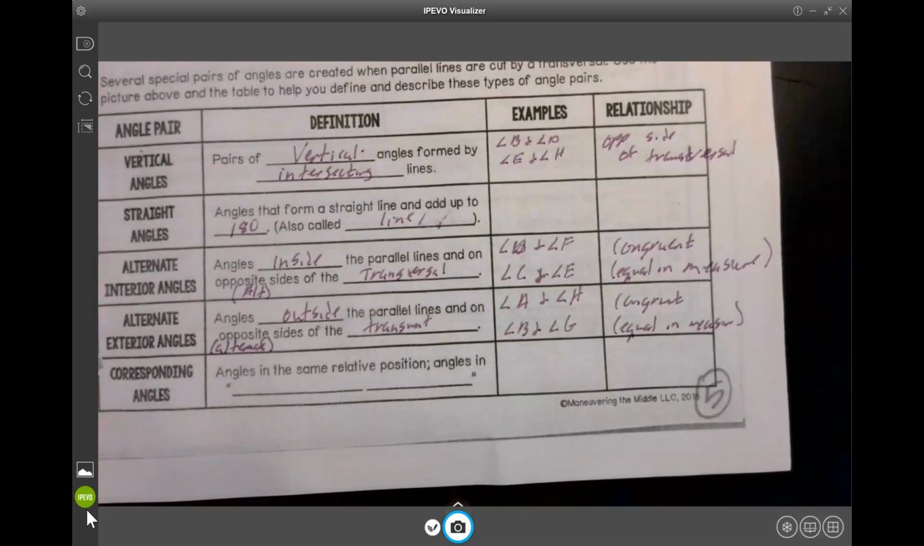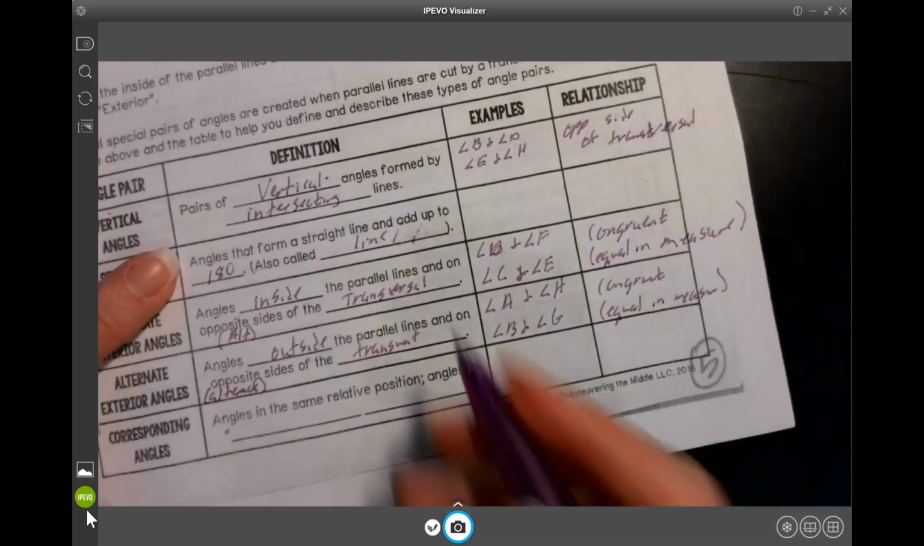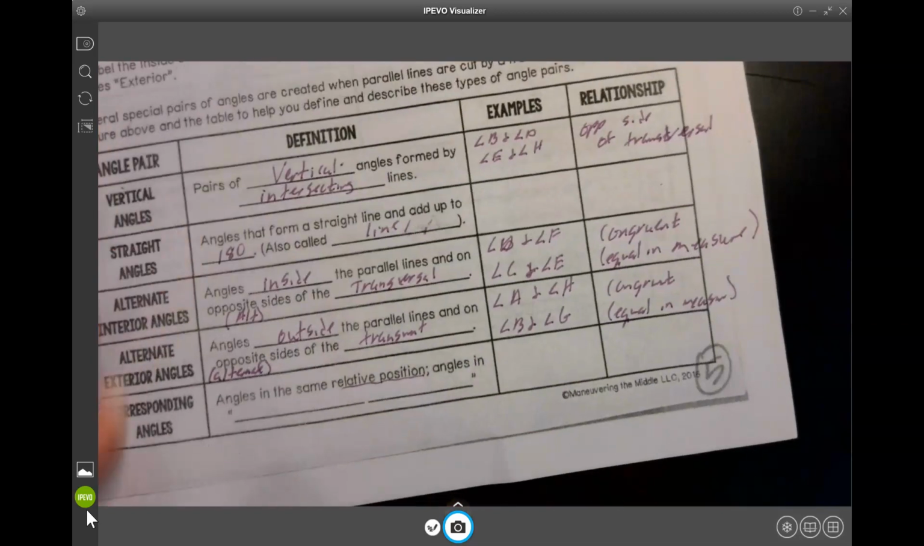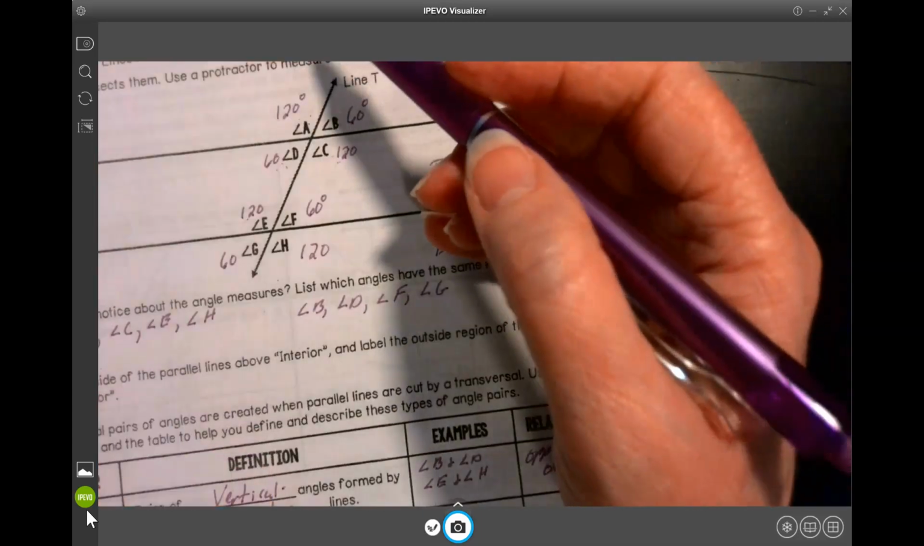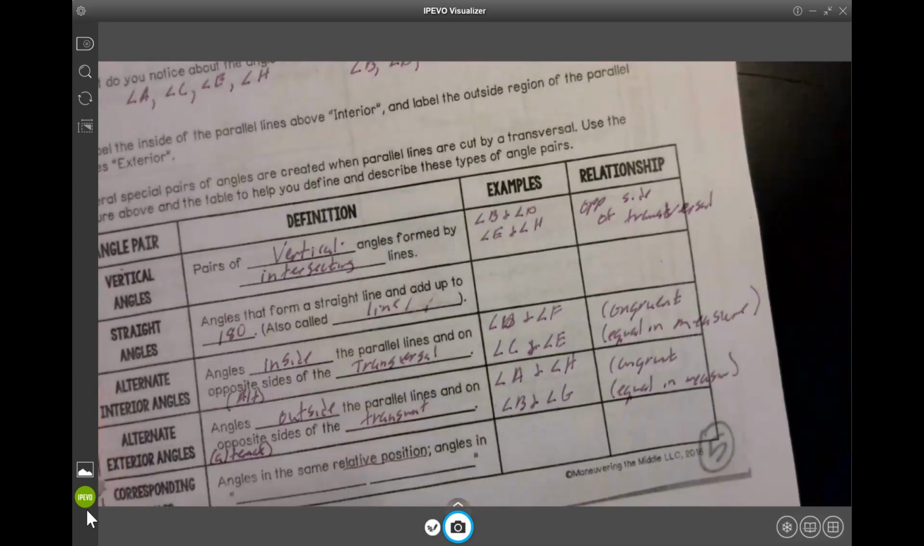Okay, now we have corresponding angles in the same relative position. That's the important part. And I don't know what angles in blank blank. I still haven't figured that out, so maybe you guys will figure it out. There's your challenge. What are they talking about? So let me show you corresponding angles. Corresponding angles are going to be on the same side of the transversal.